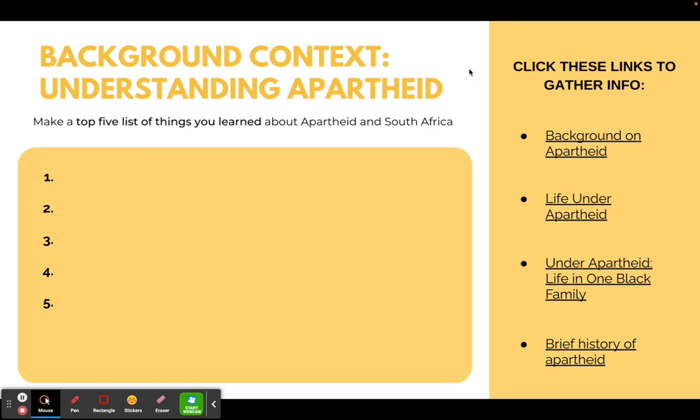So the first thing we need to do before we dive into the book is get some background context. Namely, we need to understand what apartheid is, or maybe review it if you already know. So you are going to take a look at these links. I want you to spend some time kind of just clicking on them, researching through them, and making a list of the top 5 things that you learned about apartheid in South Africa, like the top 5 things that stood out to you, and then we'll talk about it.